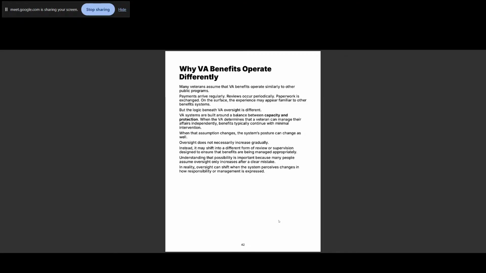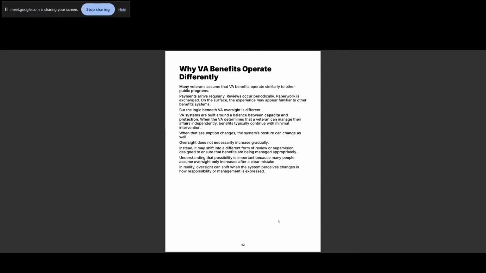Why VA benefits operate differently. Many veterans assume that VA benefits operate similarly to other public programs. Payments arrive regularly, reviews occur periodically, paperwork is exchanged. On the surface, the experience may appear familiar to other benefit systems, but the logic beneath VA oversight is different.